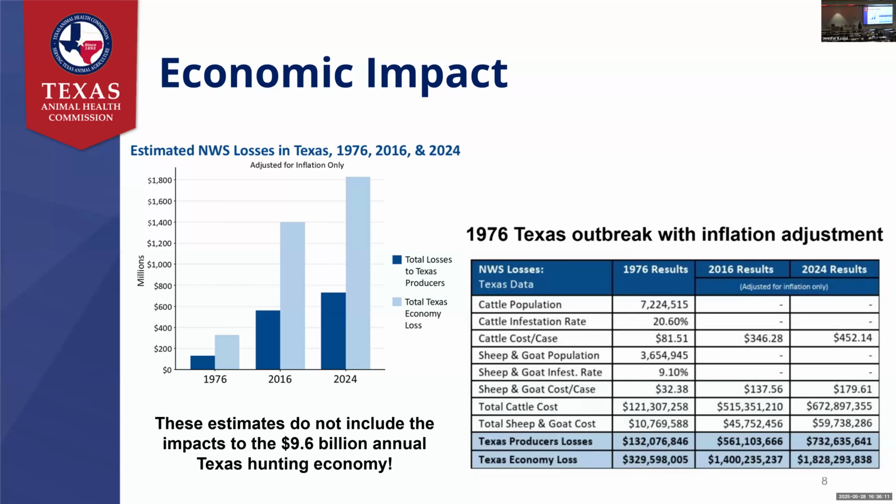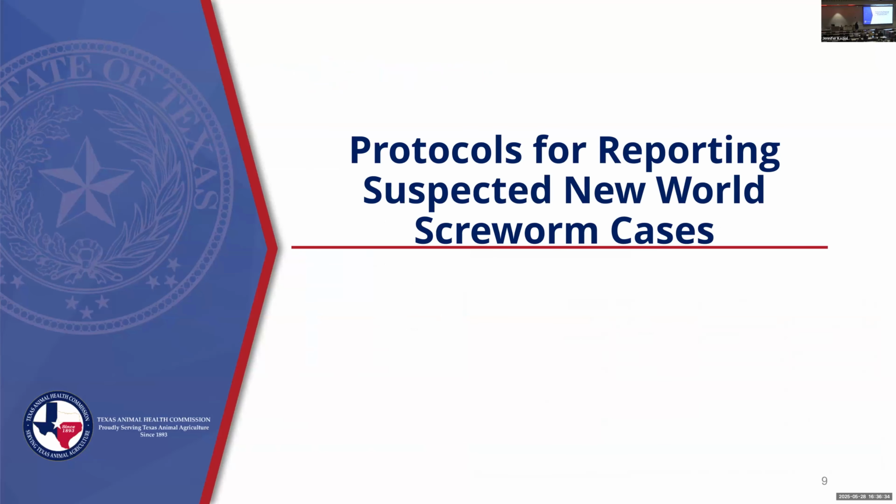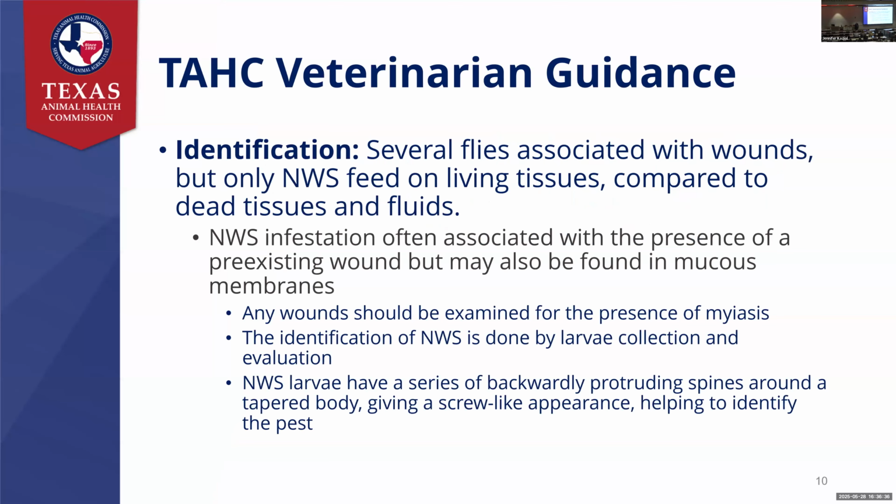That's one thing we haven't seen from Mexico is surveillance in wildlife, and we've asked for that on a weekly basis. We've yet to hear any numbers or figures on the surveillance and the wildlife there. So if we get it here in the United States, it's going to affect wildlife obviously, and it's going to be really hard to combat. So protocols.